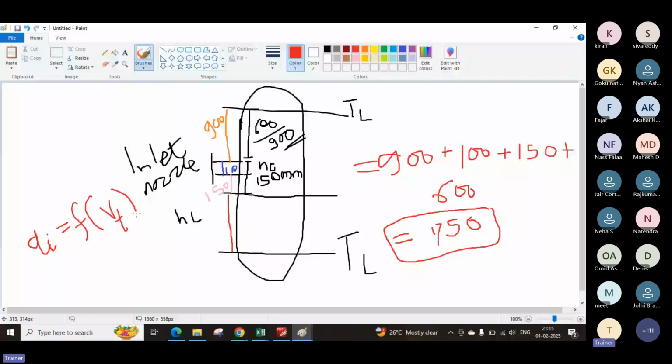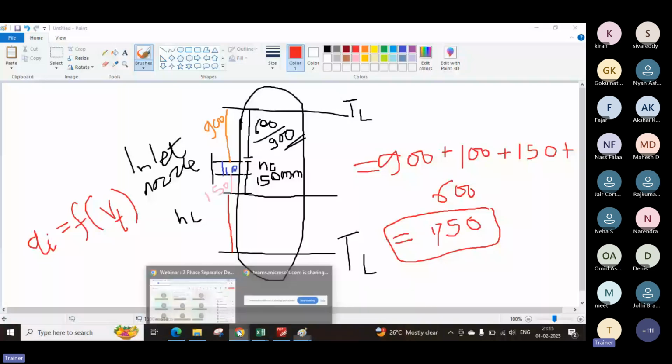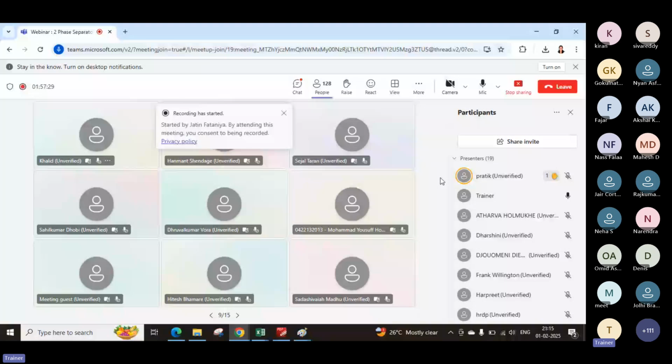You got it, or shall we define this again? Am I audible? Can anyone define it? Can anyone open and talk, please? Open your mic. Yes, sir. Yeah, sir. Yeah, tell me. Any doubt in this one?